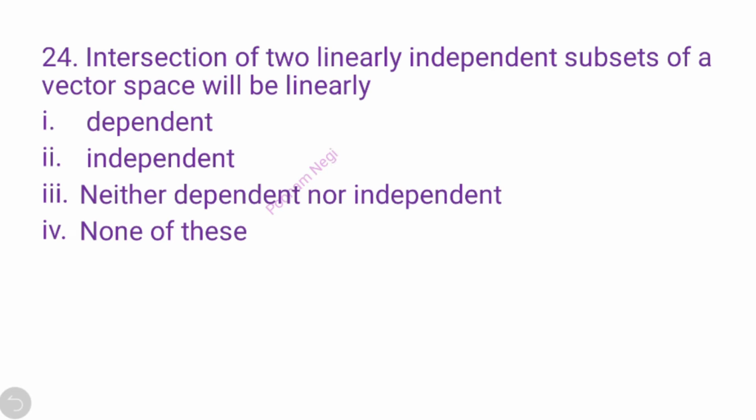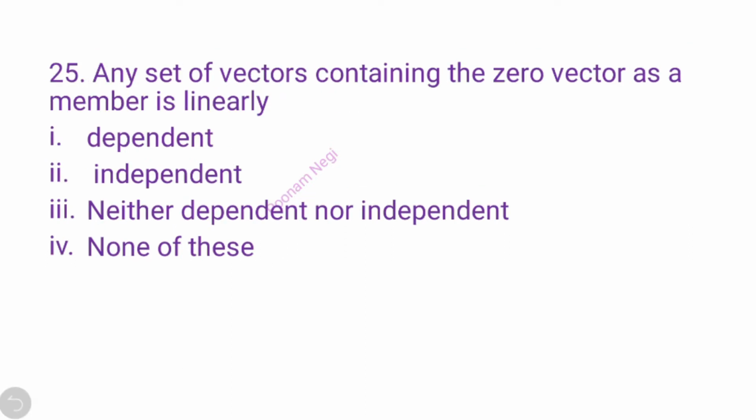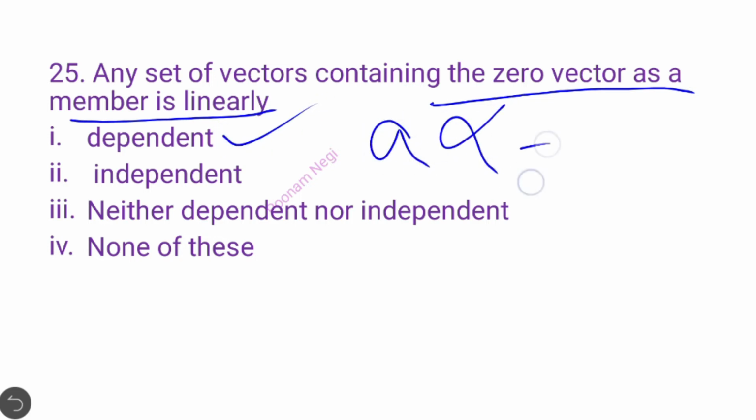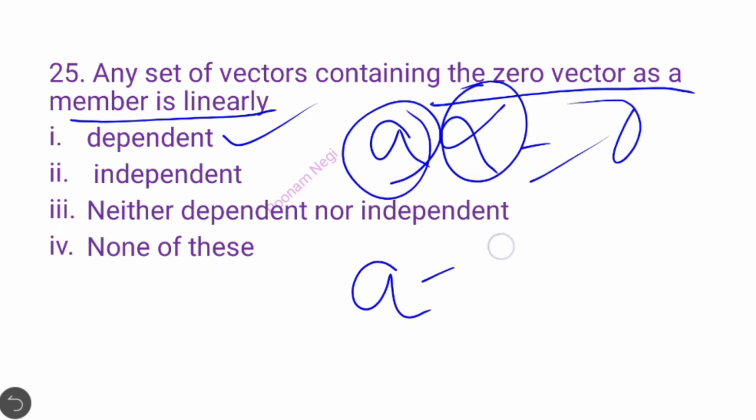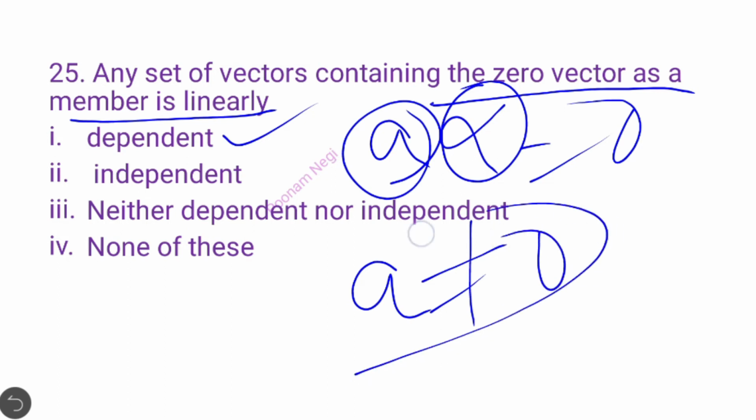Next question is, the intersection of two linearly independent subsets of a vector space will always be linearly independent. Next question is, any set of vectors containing a zero vector as a member will be linearly dependent, because if we have the condition a alpha equals 0 and this alpha is 0, then we can't say whether a is 0 or not. That's why this is a linearly dependent set.